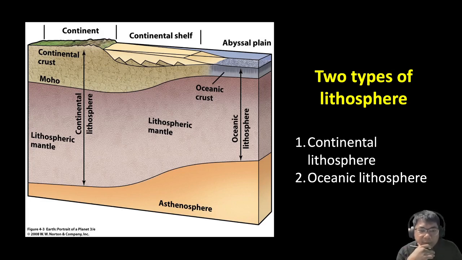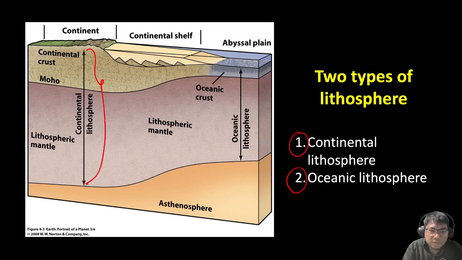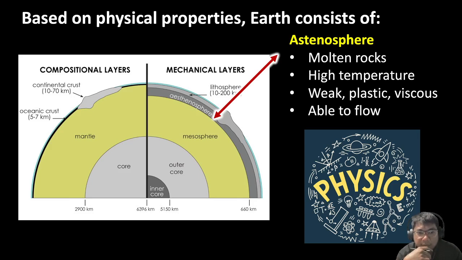Similar to the crust, the lithosphere also consists of two types: the continental lithosphere and the oceanic lithosphere. As you can see here, this is the continental lithosphere, and the oceanic lithosphere right here is again thinner than the continental lithosphere. So basically the type of lithosphere is driven by what type of crust we have on the surface of the Earth.